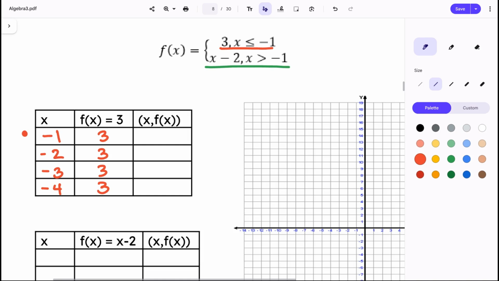Okay, and that last column, you can fill it out if you want to. I'm not going to just because this is where you would write your coordinates. I think you guys are able to just use those numbers and now graph them.